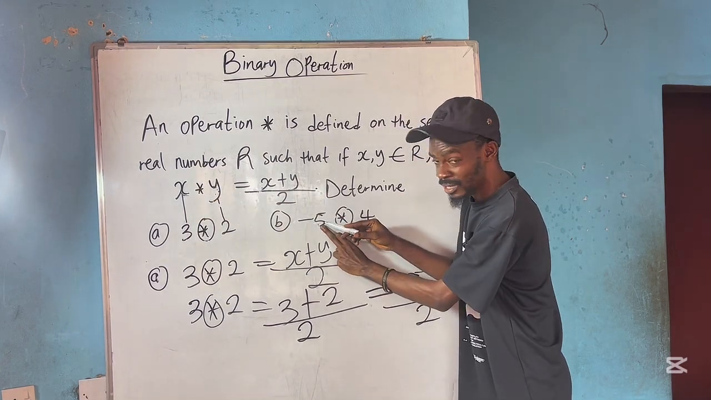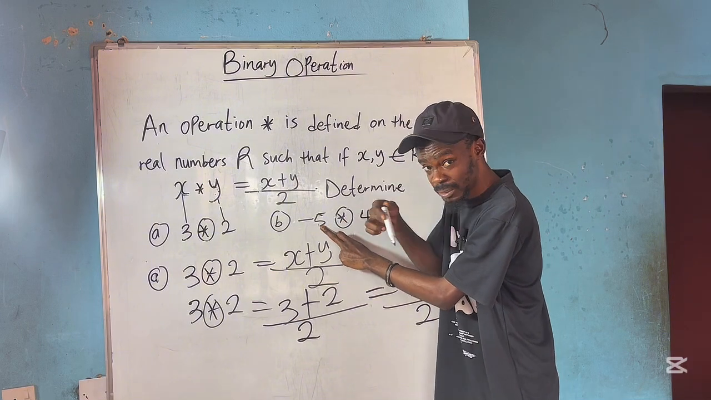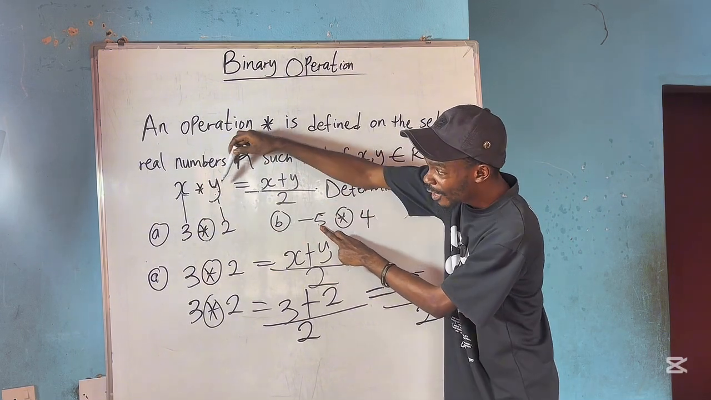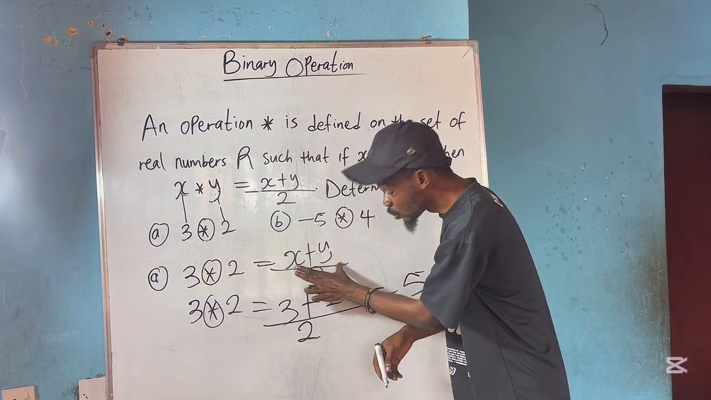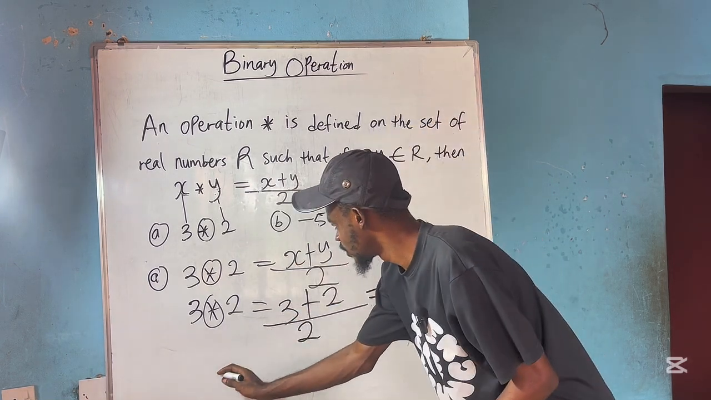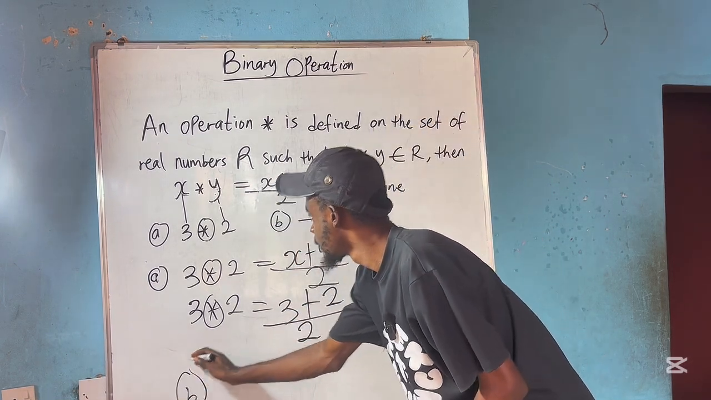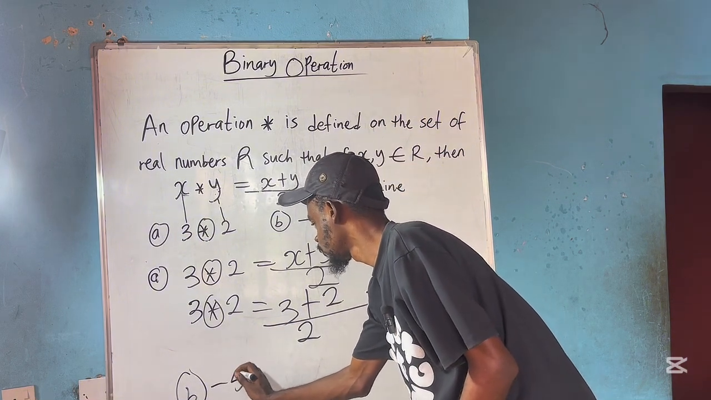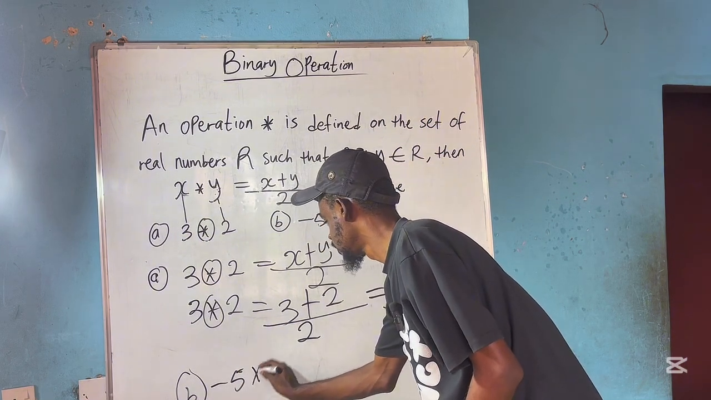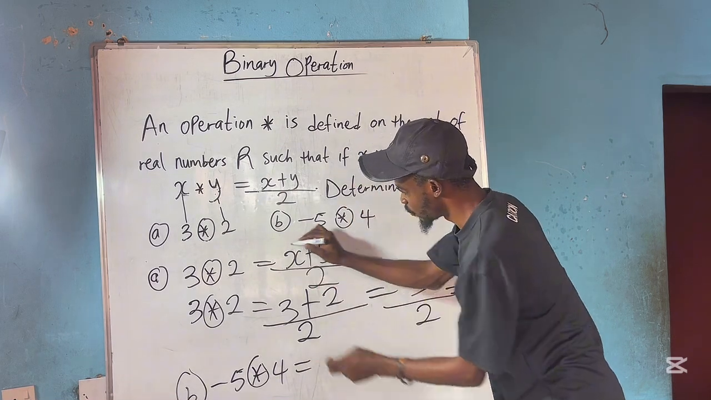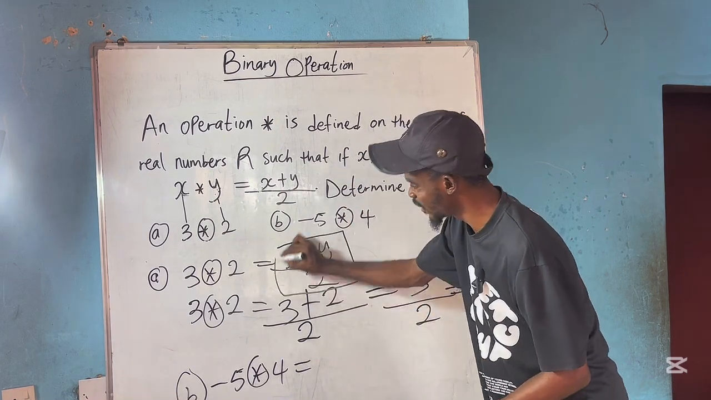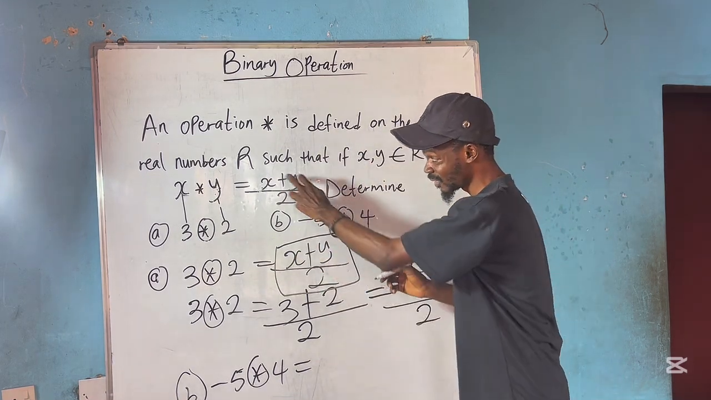X is minus 5 now because minus 5 is the first term, and y is the second term, 4 is the second term. So, we make use of this formula. So, we have that the second one, minus 5 asterisk 4, is equal to, using this same formula, we are going to use this formula to solve any question that they will give us.